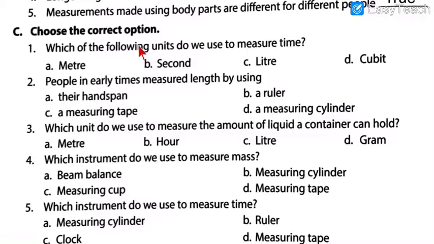Number 1, which of the following units do we use to measure the time? Students, you have to just write the answer and proper option. Option A, meter, option B, second, option C, liter, or option D, cubit. Choose proper answer and just write the answer. Your time starts now. 5, 4, 3, 2, 1 and 0. Okay, I suppose you should have finished writing the answer now.